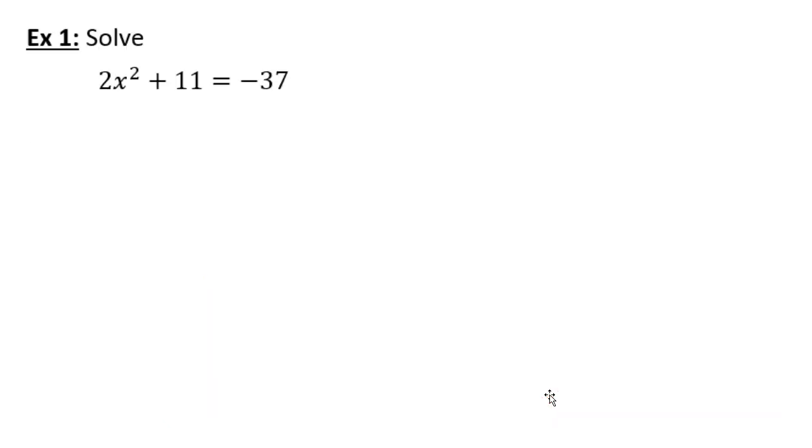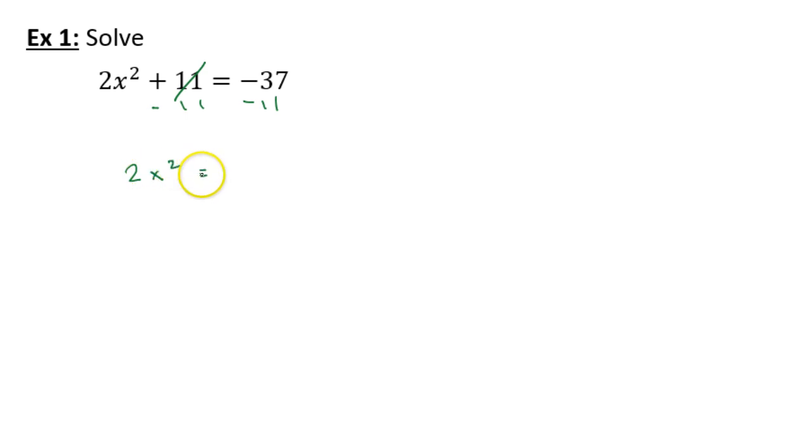Now let's move on to the solving portion. Again, you can use any single method to solve. Let's look at this. Let's set this equal to 0 by subtracting 11 from both sides. When we do so, this goes away.